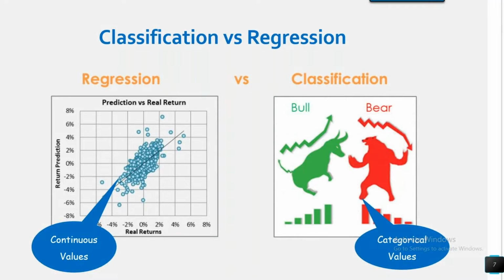You can understand from this simple presentation the difference between classification and regression. When you are getting data, you plot a graph, for example of real returns and return predictions. You will see there is a straight line, with the data above and below it. This example is for linear regression.